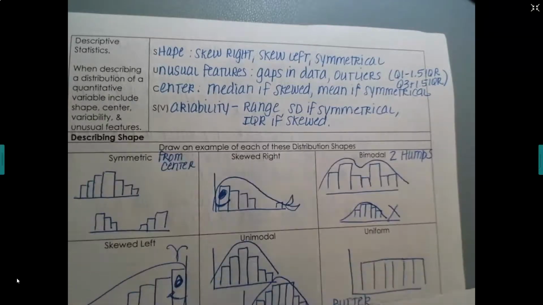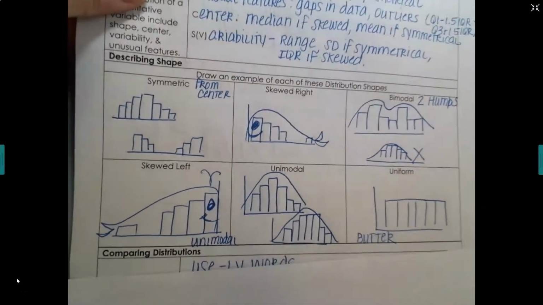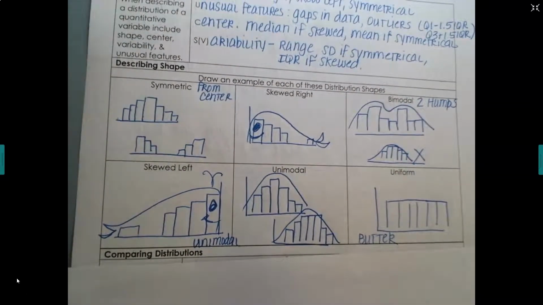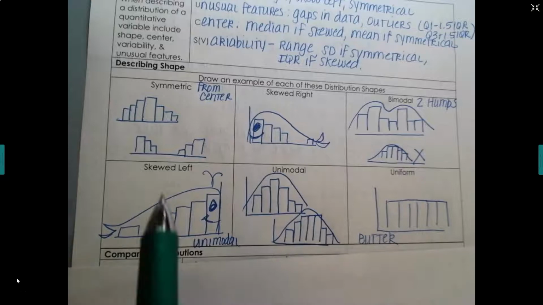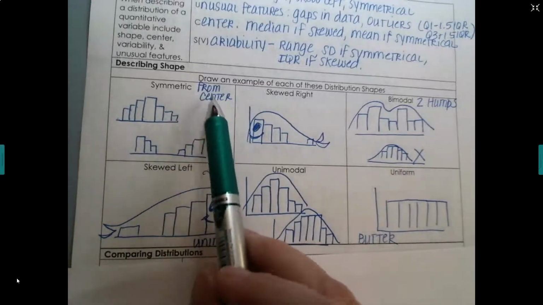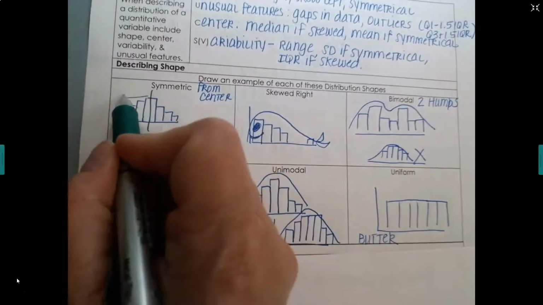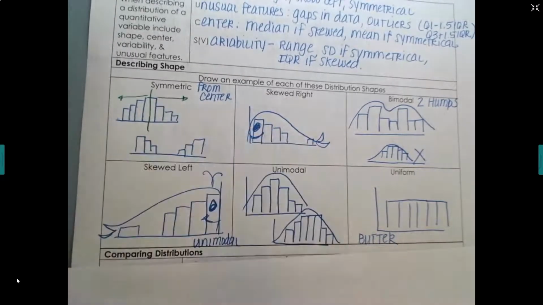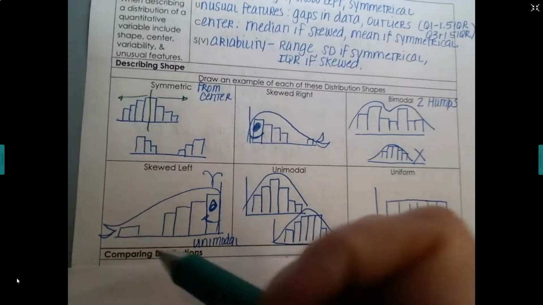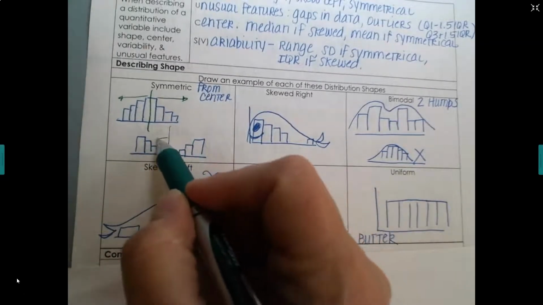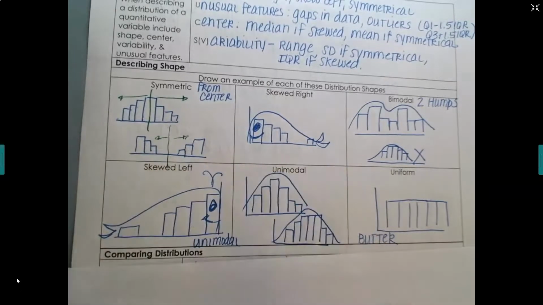So in describing shape, there are several shapes here. I gave you a couple of extra ones. They might not be as common, but when you're describing, you want to pay attention to this. Symmetric, it's symmetric from the center. So if you drew a line right down the middle going out, it's symmetric. So even this bottom one is still symmetric. From the center of the graph going out, you have some symmetry.